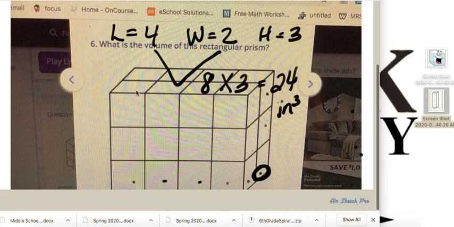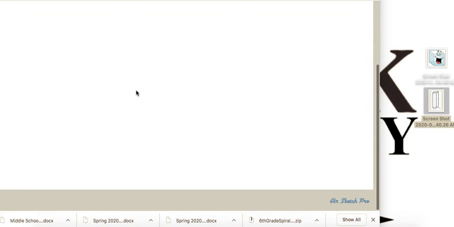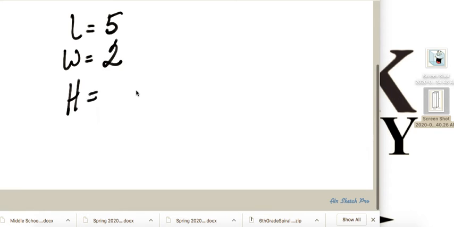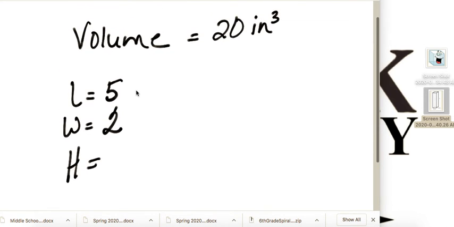One more thing. Sometimes on the lesson today and on the quiz at the end, they're going to give you the volume. They might say the volume is 20 inches cubed. And they might say the length is 5 and the width is 2, and now you have to find the height. You have to find the missing dimension.